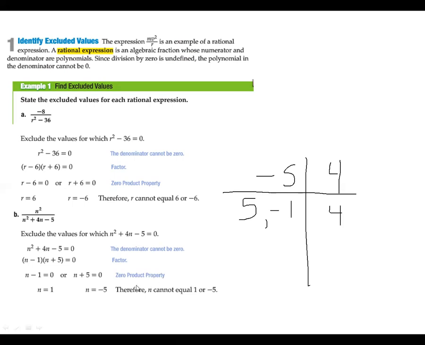Now, I don't know if you thought of this or if this became a problem for you, but right here we got n equals 1 and n equals -5, and then we said it can't be those. The reason is because we're trying to figure out what makes the denominator 0, and that's when n does equal 1 and when n does equal -5. Those are the specific numbers that make the denominator 0, so those are the numbers that would be excluded, and that's why we then say n cannot equal 1 or -5.